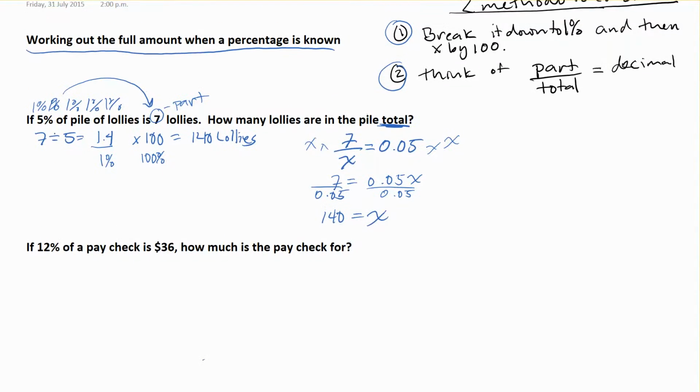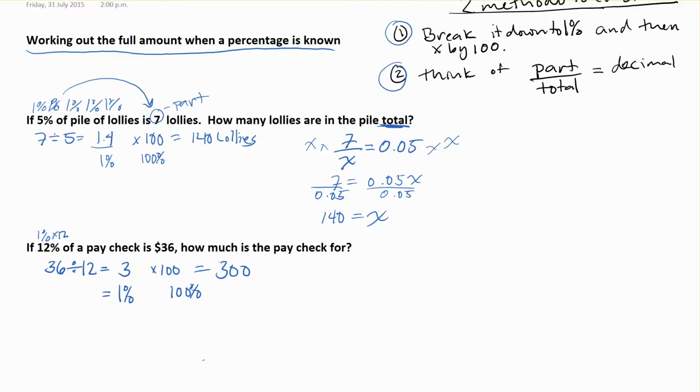If we take a look at our next question, if 12% of a paycheck is 36, how much is the paycheck for? So again, if we've got 12 individual percents here, 12 of them, let's figure out how much one of them is by dividing by 12. So 36 has 12 individual 1% in there. If we divide by 12, we're going to find out how much 1% is. So 3 is 1% of the total. And if you have 1% and you want to get to 100%, well, times by 100. So you end up with $300 in this case.